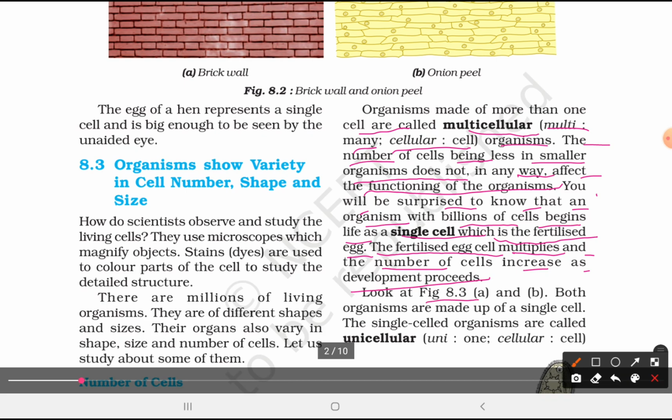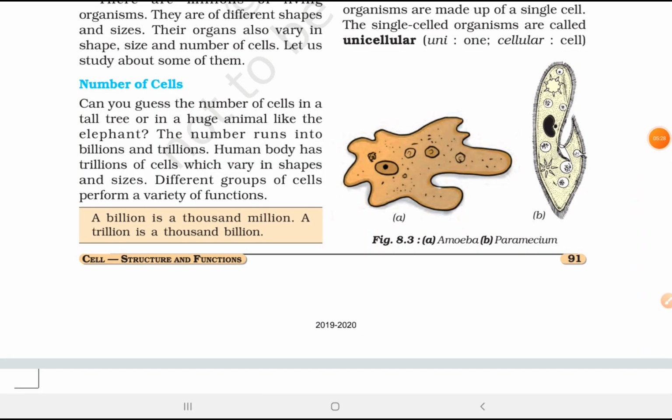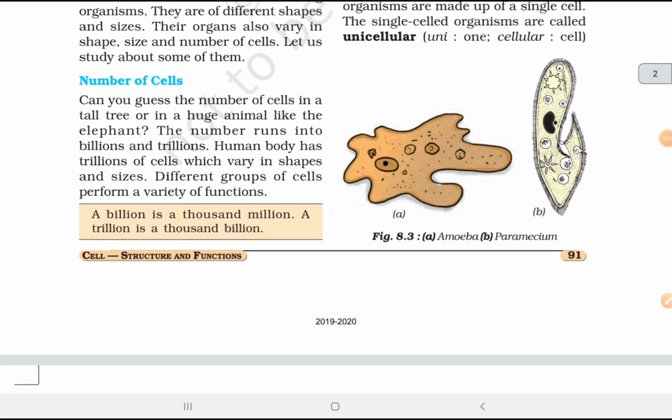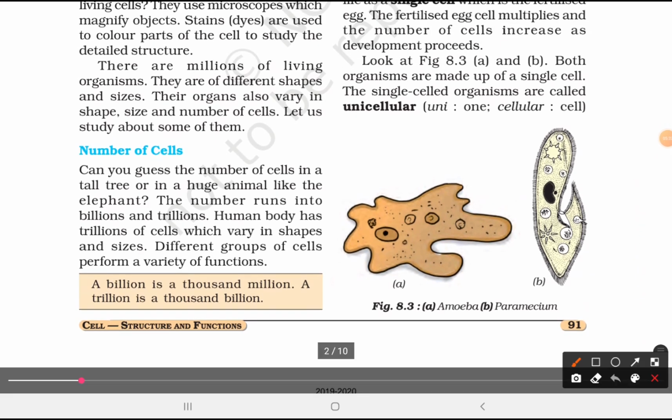Look at figure 8.3a and b. Both organisms are made up of single cells. The single-celled organisms are called unicellular. Uni means one, cellular means cell. This is figure 8.3a. A is an amoeba and B is a paramecium.